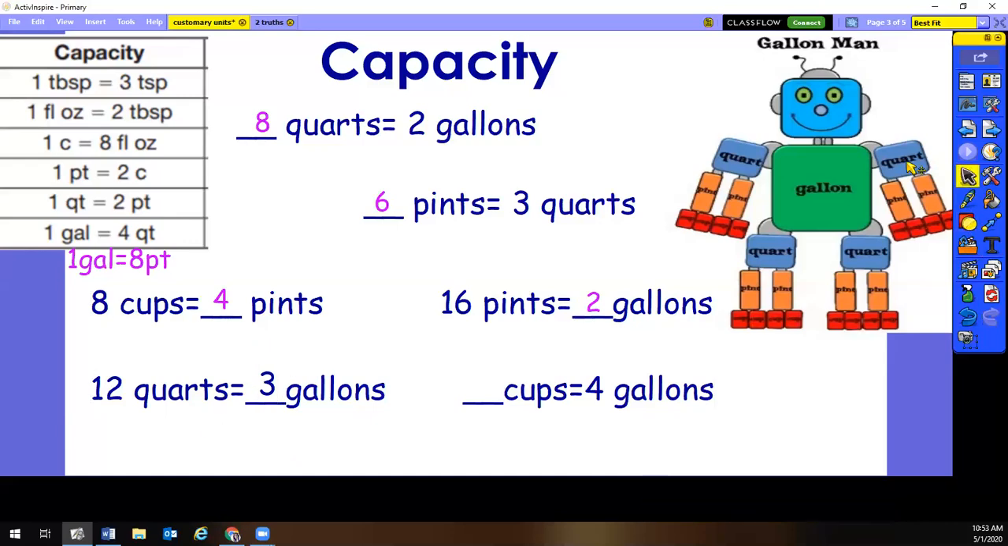And that makes sense because look, there's 4 here. So if you had another gallon man, that would be 8. And another gallon man, that would be 12 because you're counting by 4s because there's 4 quarts there. You'd have 3 gallon men up here. All right, let's do this last one. Pause the video. Get your answer. Come back and check it, okay?